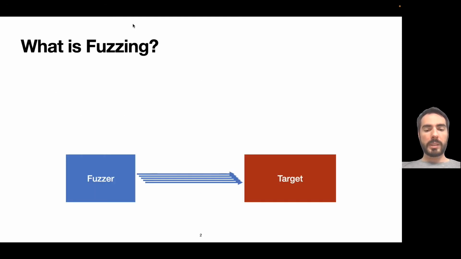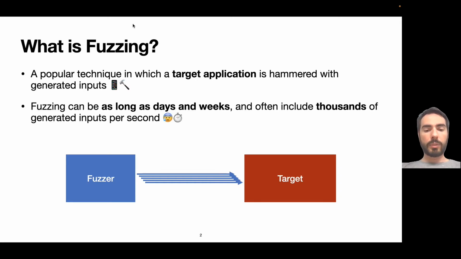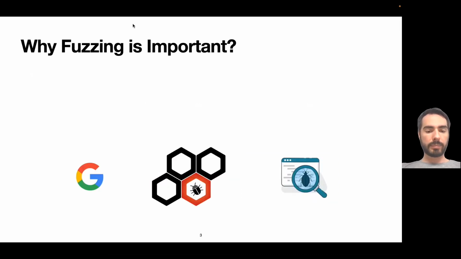Before we dive deeper into what SnapFuzz is and how it works, I would like to talk about fuzzing and what exactly fuzzing is. Fuzzing is a popular technique in which a target application, like an FTP server or LibreOffice, is hammered with a lot of auto-generated inputs. The goal here is to make the application crash and in this way discover new bugs and vulnerabilities. It is not uncommon for fuzzing campaigns to last as long as days or even weeks, but one of the most important factors for a successful fuzzing campaign is the number of generated inputs per second. The more, of course, the better.